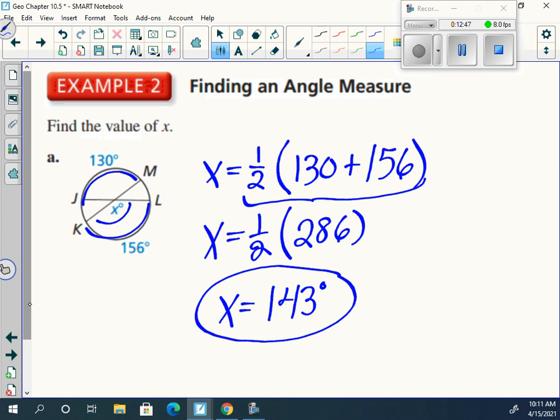Any questions on any of this so far? Yes. Okay. Now, the measure of angle x for either one of these here will not be the same as 156 or 130 because that's not a central angle. Because x is not a central angle, it's not going to be the same as 156 or 130. Yes? Yes. Inside will be adding, outside will be subtracting.